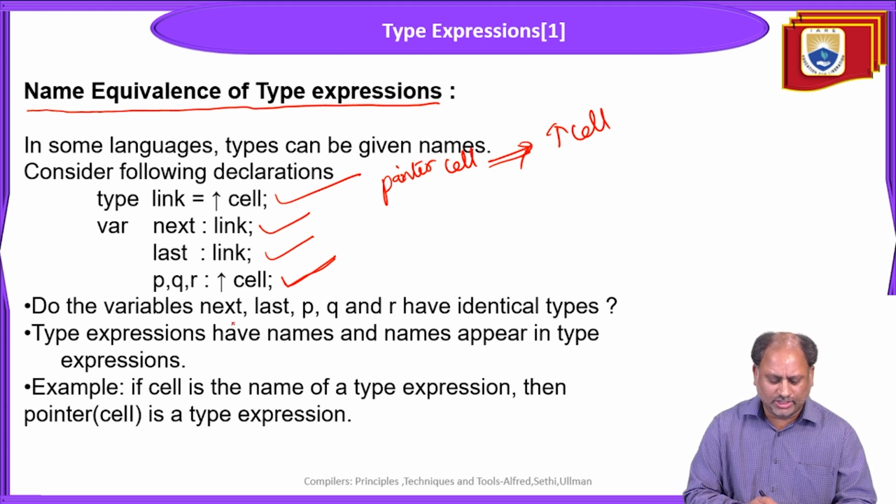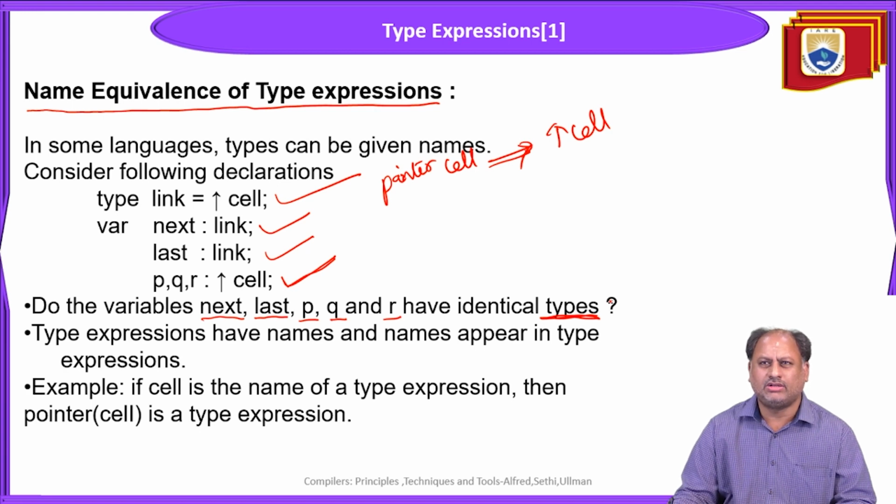Now here, next is one variable, last is one variable, P is one variable, Q is one variable, and R. These variables are declared with different declarations of types, so they have their own types. Then we have to verify whether they are following the same types, identical types, or not.